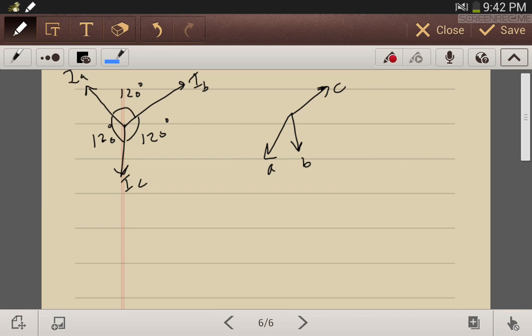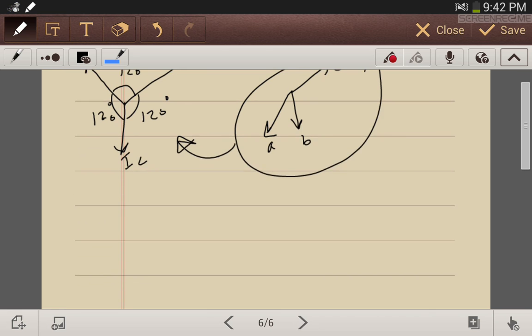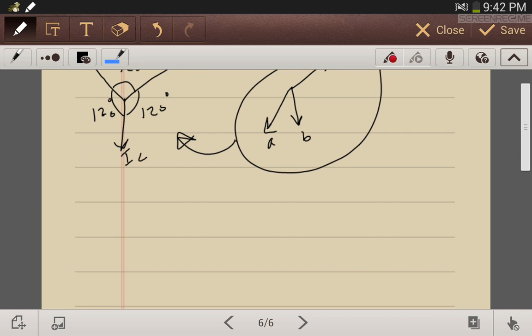Now, if we have unsymmetrical phases, how can we convert this unsymmetrical system into a symmetrical system? There was a method developed by someone, and it is called symmetrical components. Symmetrical components is a mathematical expression that relates the unsymmetrical vectors and converts them to symmetrical vectors.